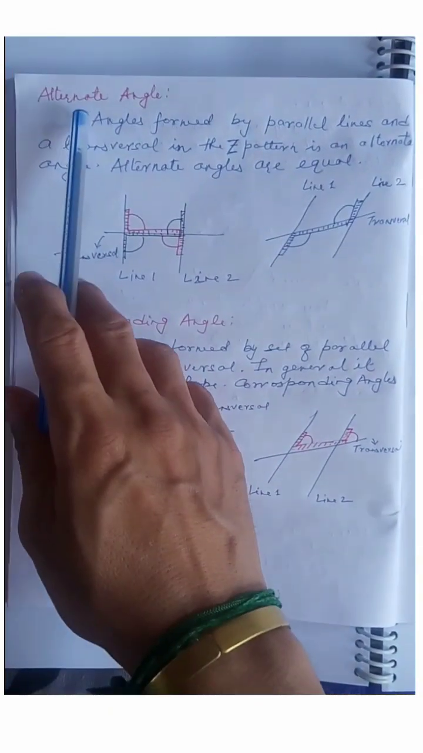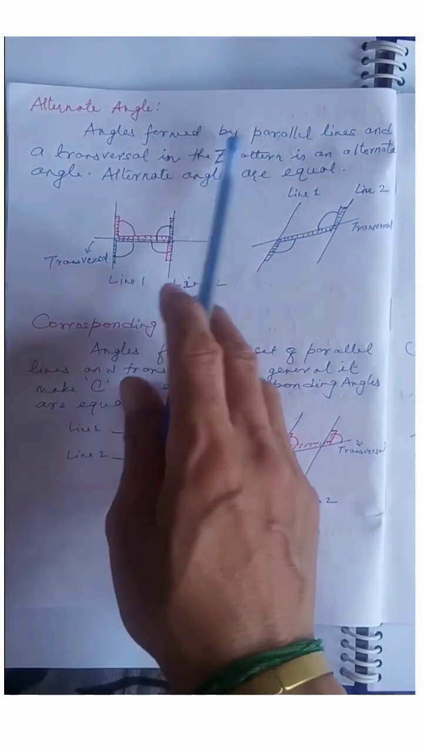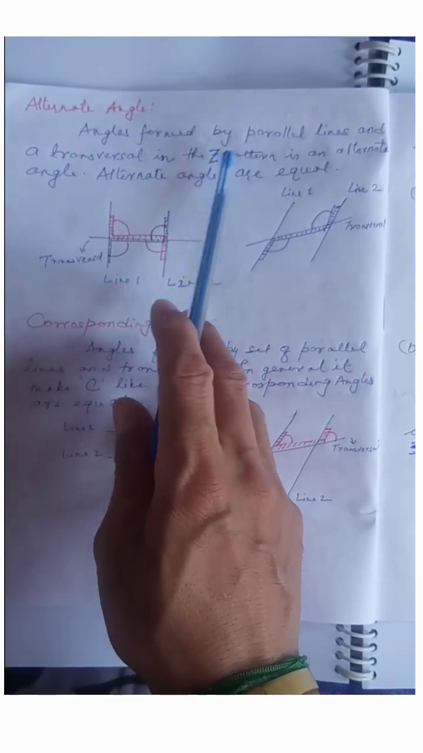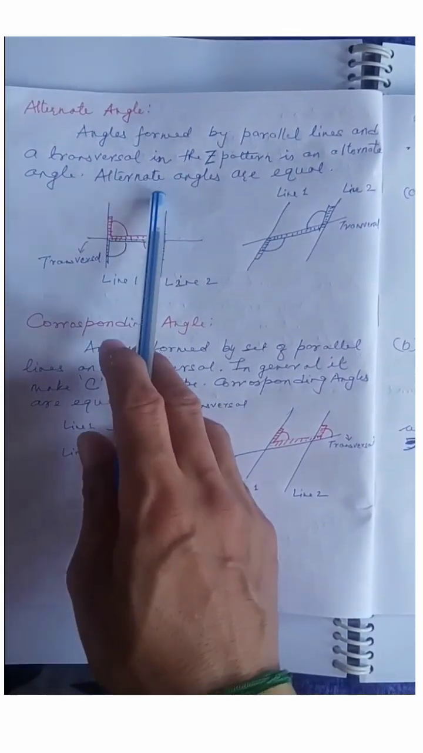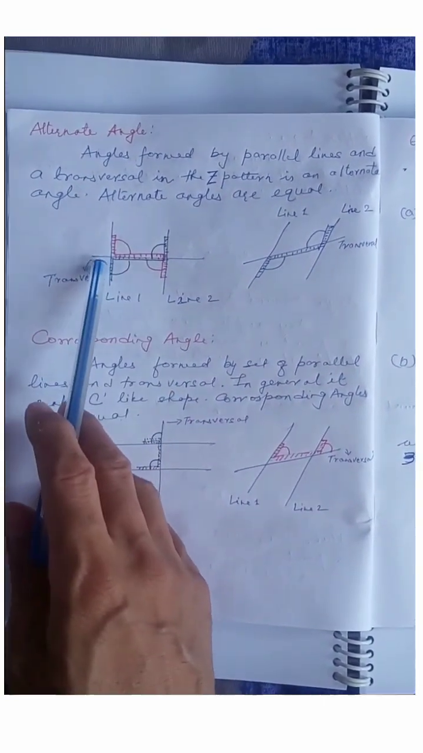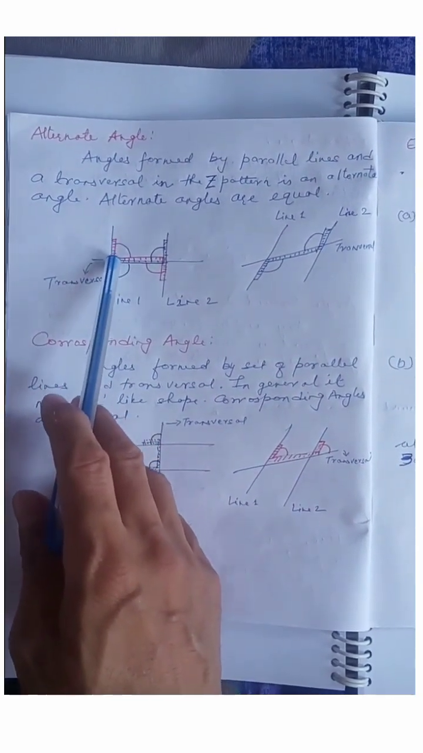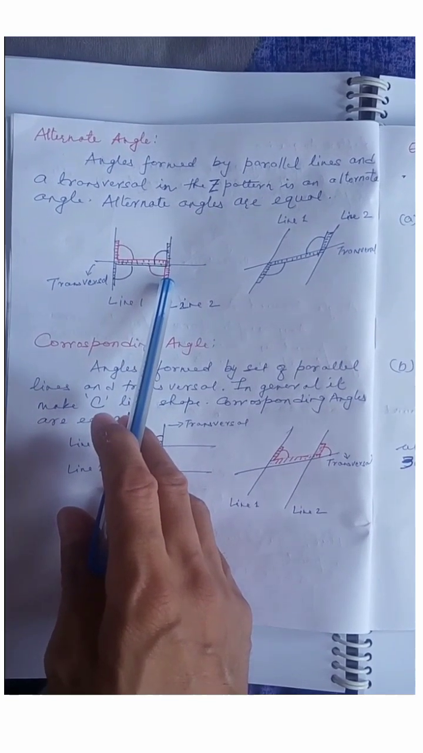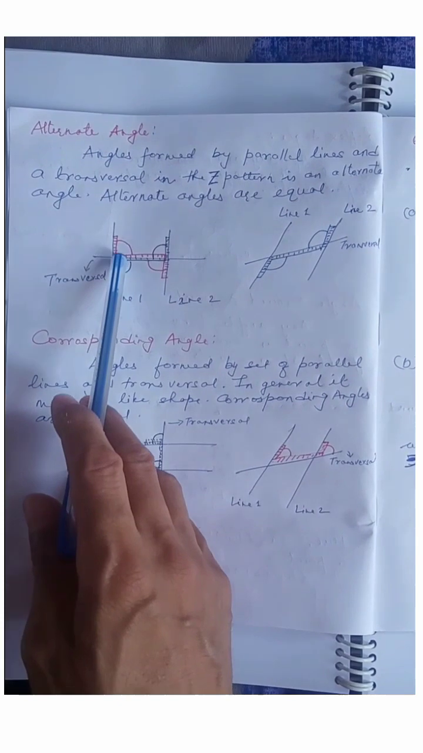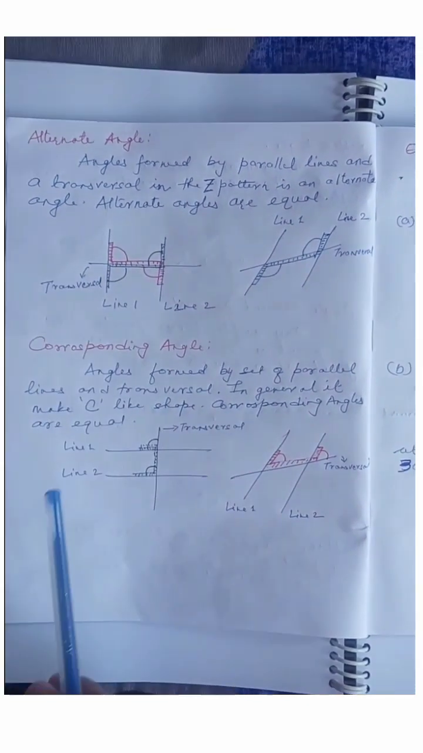Now let us come to alternate angle. So what is an alternate angle? Angles formed by parallel lines and a transversal in a Z pattern are alternate angles. Alternate angles are equal. Suppose this is line 1, this is line 2, and this is a transversal crossing both line 1 and line 2. The angle in a Z pattern is an alternate angle. This angle and this angle are alternate. Similarly, from this side, a Z pattern is formed. This angle and this angle are alternate to each other.